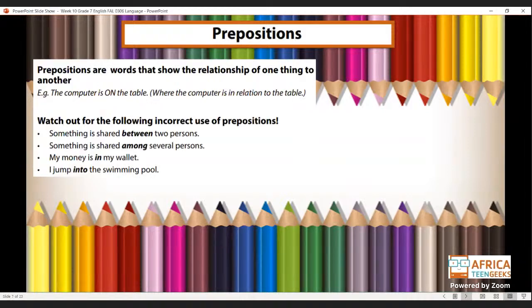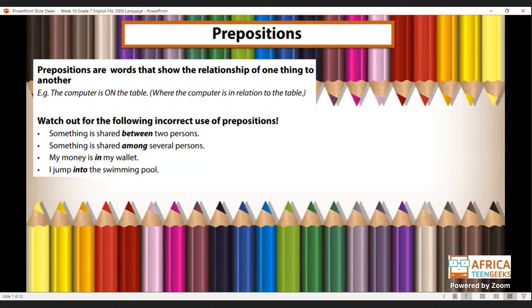So now that we've learned some about proverbs and idioms, let's take a brain break and do something that you're very familiar with: prepositions. As you know, prepositions tell you where something is, its place, its relationship to one thing and another. So the computer and the table. Where is the computer in relation to the table? It's on the table. Now, I have often found that some prepositions can be used incorrectly, especially the two words between and among.